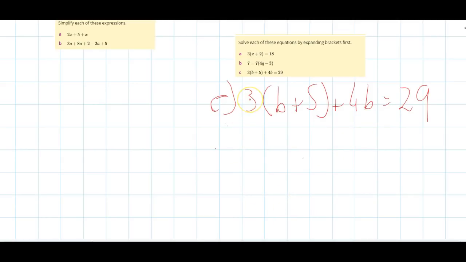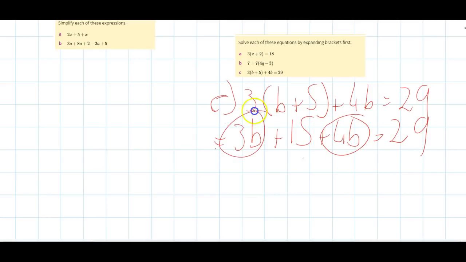Alright, so this one is important because you're going to learn how to expand and then simplify like terms. So first thing I need to do is expand those brackets. So this would be 3b plus 15 plus 4b equals 29. Now I know I have some like terms here, 3b and 4b. So I'm just going to combine them together. So 3b plus 4b is 7b plus 15 equals 29.